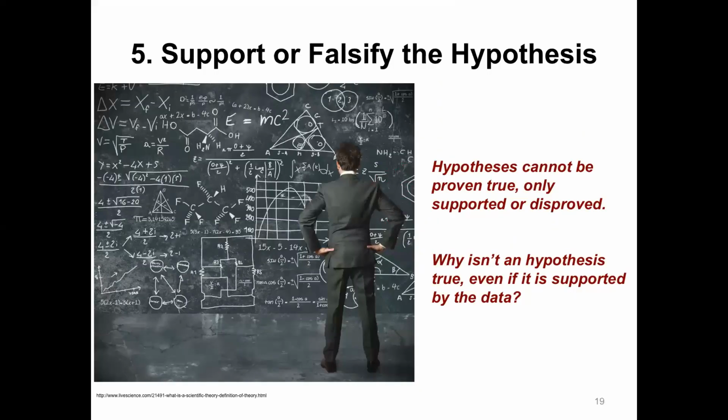Now, the last step, and this is the big one, and a lot of people who aren't scientists have trouble with. And this is the fifth one: support or falsify the hypothesis, okay? So the hypothesis can't be proven true. It can only be supported or disproved, okay? What do I mean by that? What if I have my plant, I'm giving it more water and it keeps growing, so we know, of course, that you give it water, it's good.